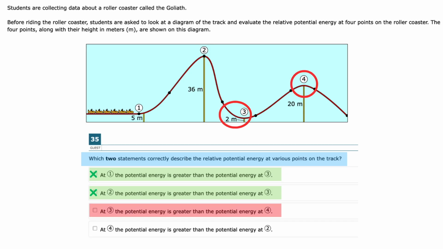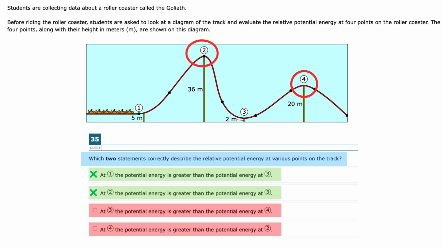At 3, the potential energy is greater than the potential energy at 4. Incorrect, because 4 is higher, so it has more potential energy than 3. At 4, the potential energy is greater than the potential energy at 2. Again, that's not true. 2 is higher and has more potential energy.